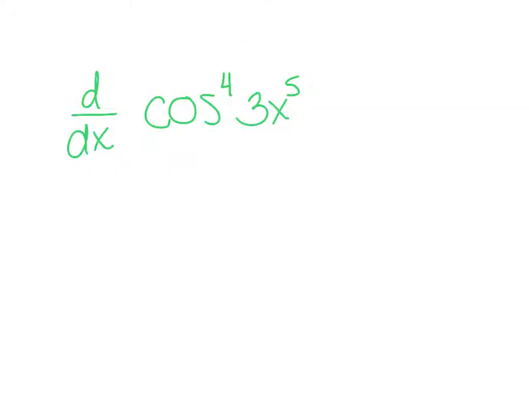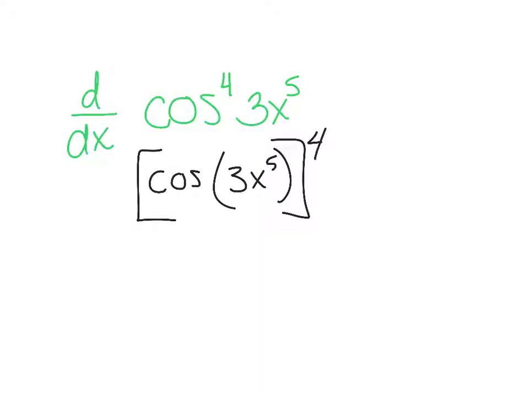Take the derivative of cosine to the 4th of 3x to the 5th. So again, you don't really see the double chain rule until you rewrite it for yourself. So we said the cosine of 3x to the 5th, and it's the cosine to the 4th, so that's all raised to the 4th. So if you like brackets better, feel free to use brackets. Big parentheses, brackets, whatever works for you.